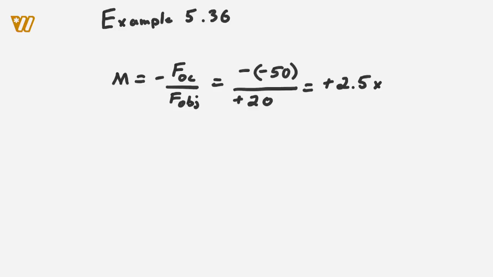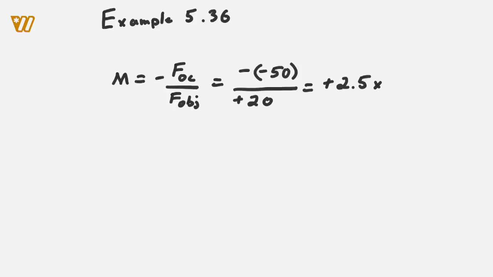So whenever we look at solving example 5.36, first question, what kind of telescope is this? It's going to be a Galilean telescope. You guys all identified that, right? You have a plus objective lens, minus ocular lens. So what's our magnification equation? Remember, it's the negative power of the ocular over the power of the objective. Don't forget the minus sign. So you take minus minus 50 over plus 20. That's going to give you a plus 2.5x, which makes sense.